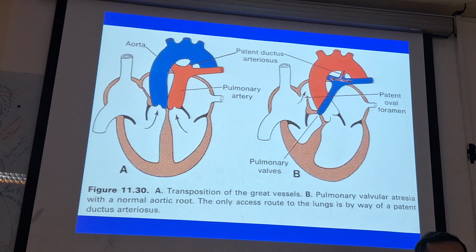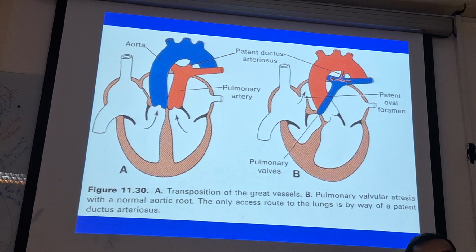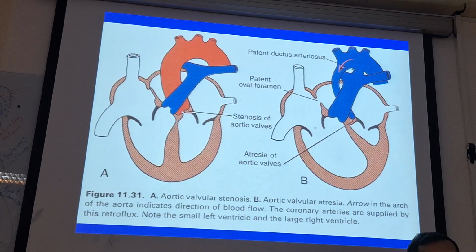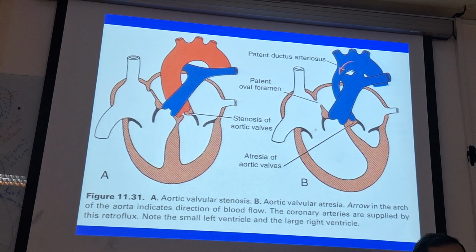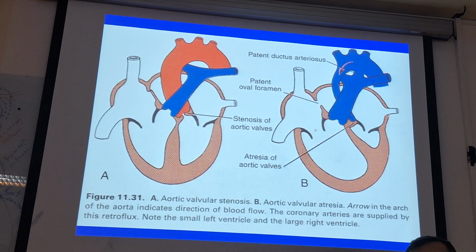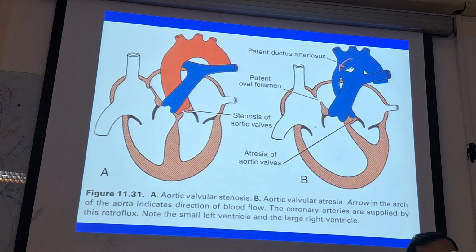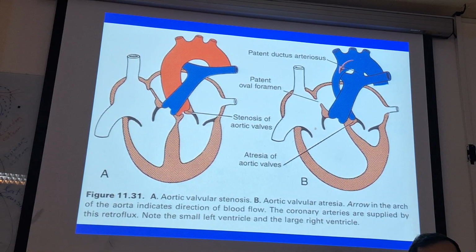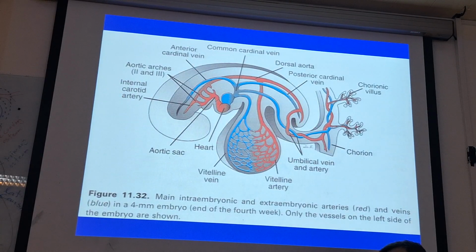The B1 is pulmonary valvular atresia. Okay, the pulmonary valve is not formed. Look at the pictures. We have a patent ductus arteriosus. This one is aortic valvular stenosis, A1, and B1 atresia. One of them is narrowing, one of them does not develop. And the aortic valve atresia, we have again patent ductus arteriosus. Okay, that's all.